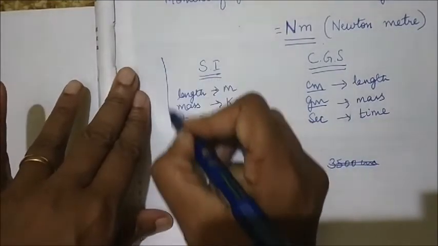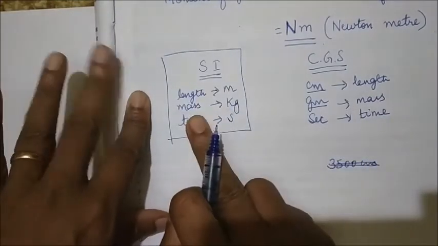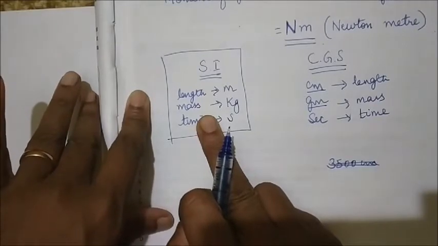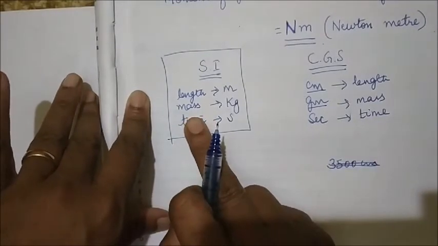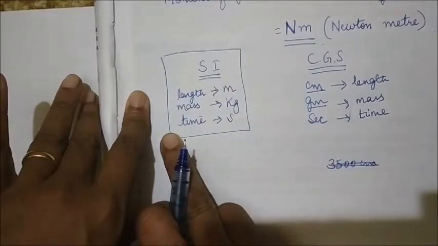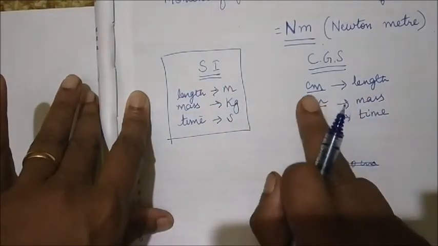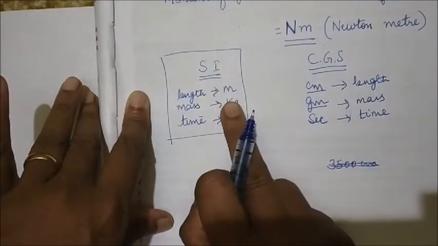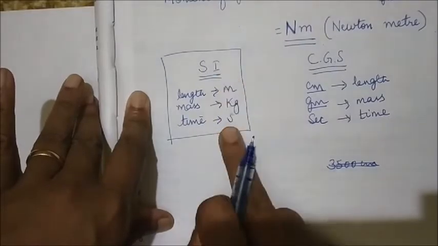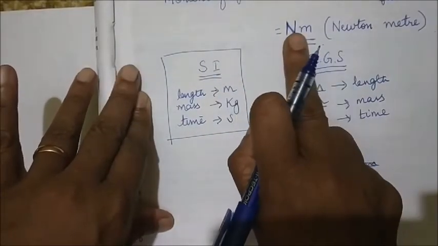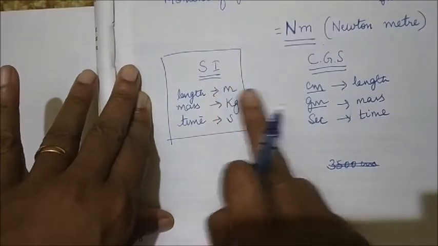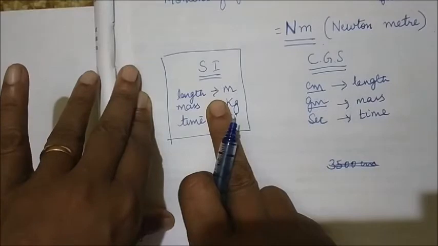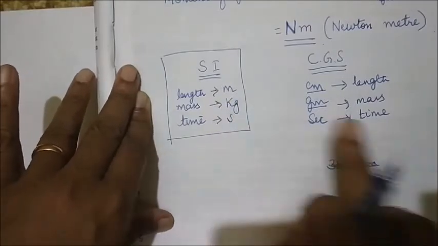This is called SI system, and this is the system that is used all over the world for any measurement. Whenever we solve a numerical, we are supposed to use SI units. Even if they give the length in centimeter, you're supposed to convert it to meter. If they give the mass in gram, you're supposed to convert it into kg. Newton is also an SI unit. So if it's given in centimeter, make sure you convert it into meter before solving the numerical.